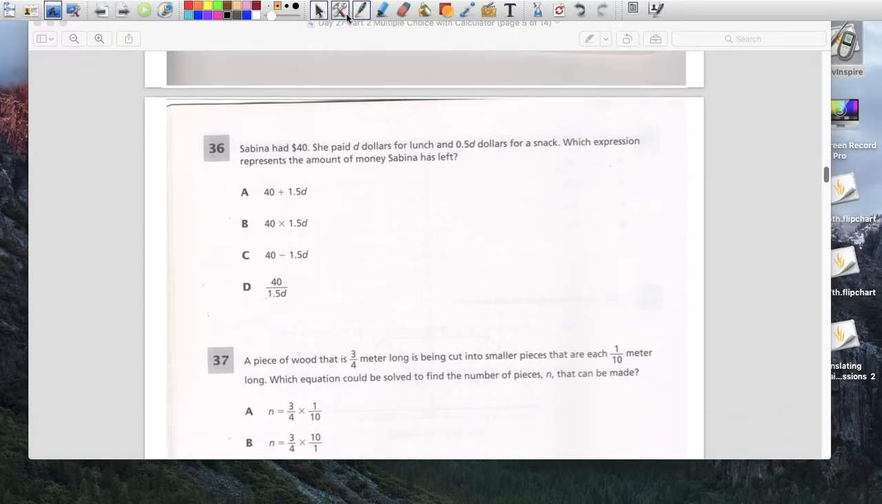Sabrina had $40. She paid $D for lunch, and she had $40. Represent the amount of money she has left, so it's going to be 40. She spent $D, and then minus $0.5D for a snack. Which expression represents how much money she has left?